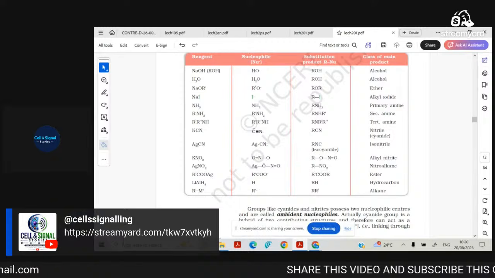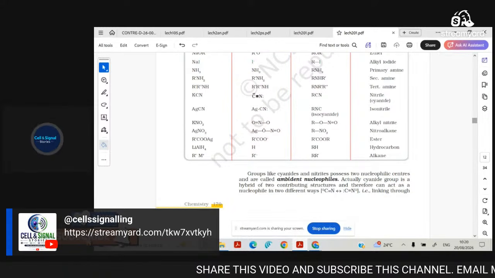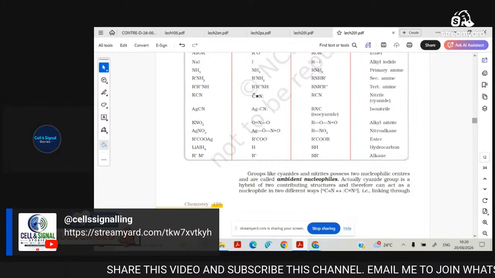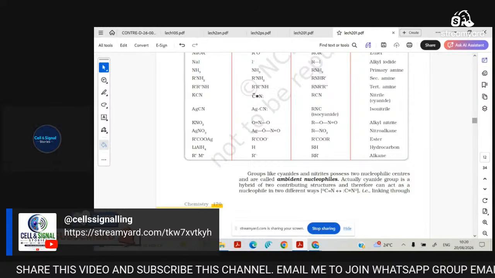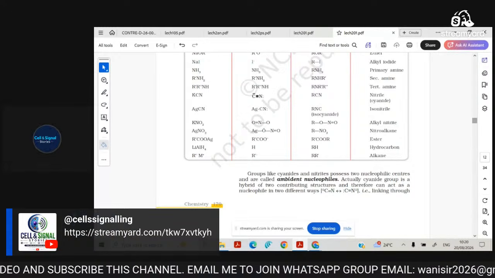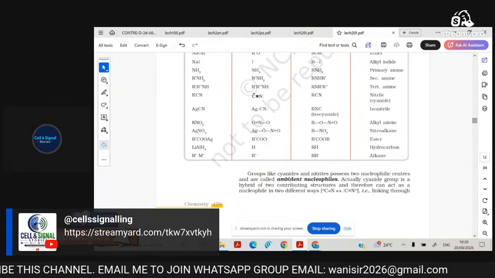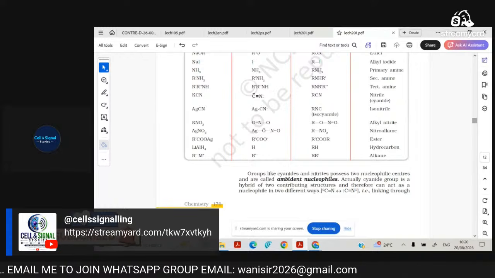So now the groups like cyanides and nitrites possess two nucleophilic centers. This is a very important point, and you must understand what ambident nucleophiles are: those nucleophiles which have two nucleophilic centers.